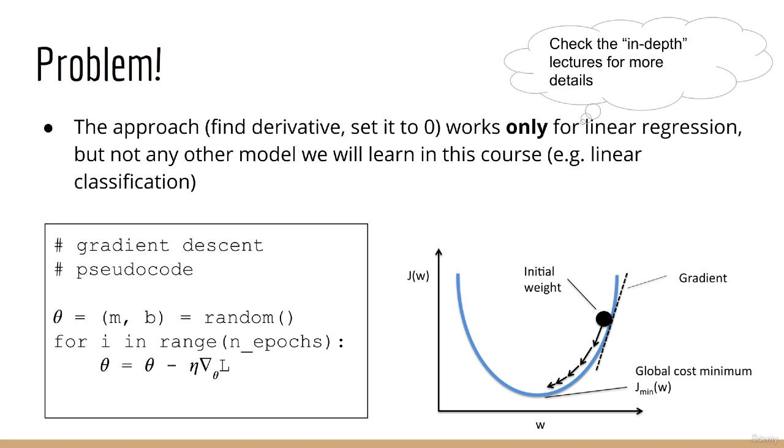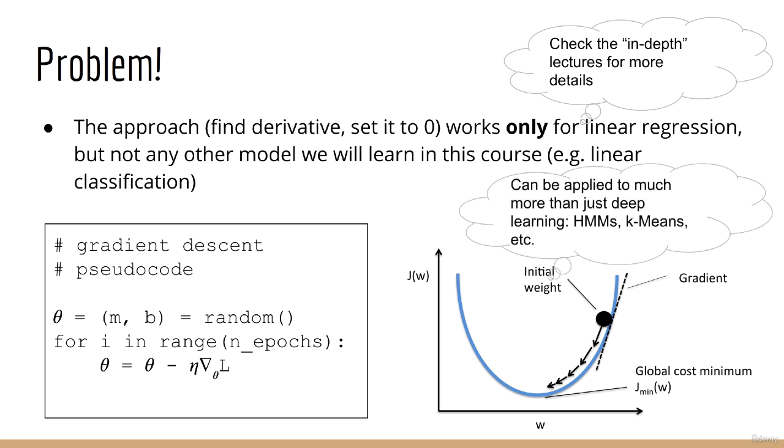Gradient descent is a really cool algorithm because it works in pretty much all cases. That's why libraries that have automatic differentiation, such as Theano, TensorFlow, and PyTorch, have been so popular for machine learning. Aside from deep learning, you can use the exact same techniques for things like hidden Markov models, k-means clustering, matrix factorization, and more.